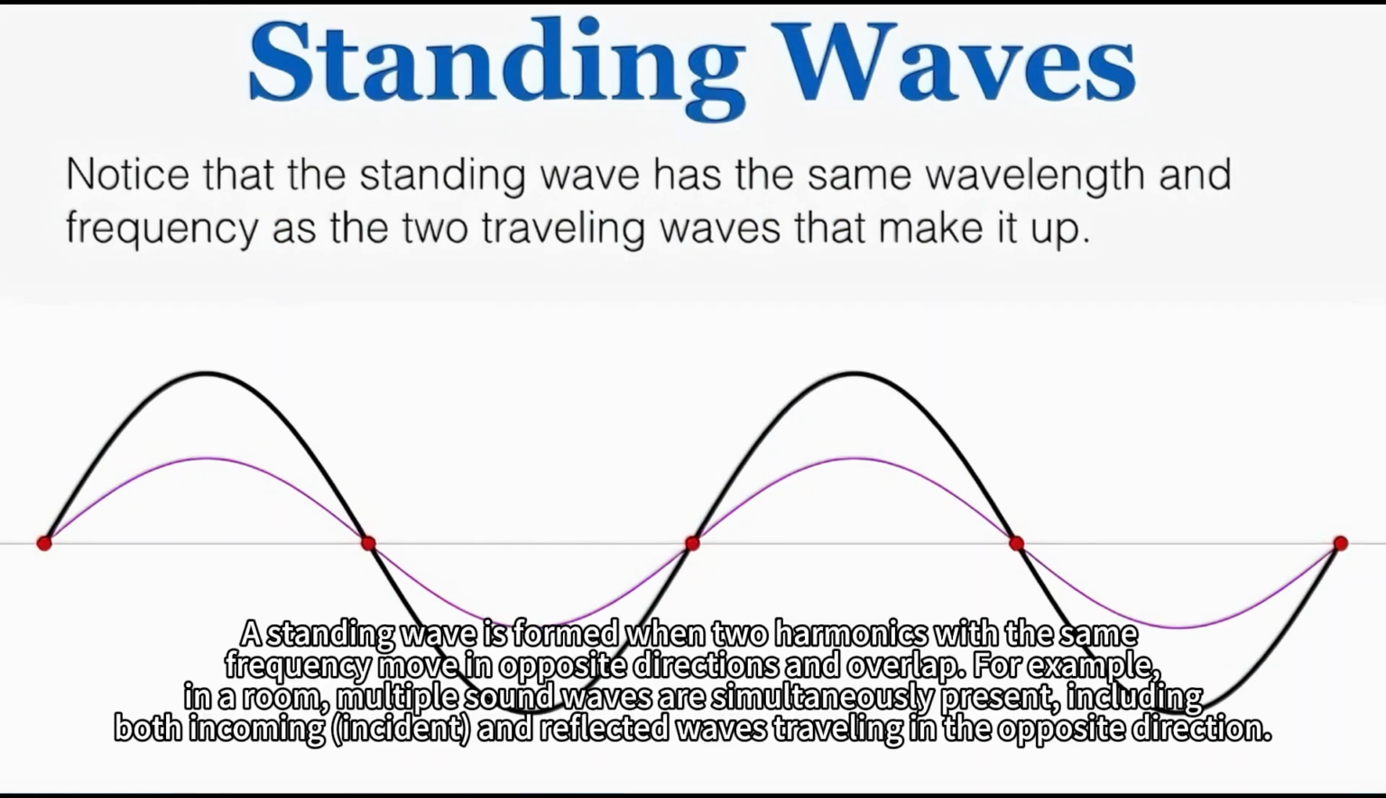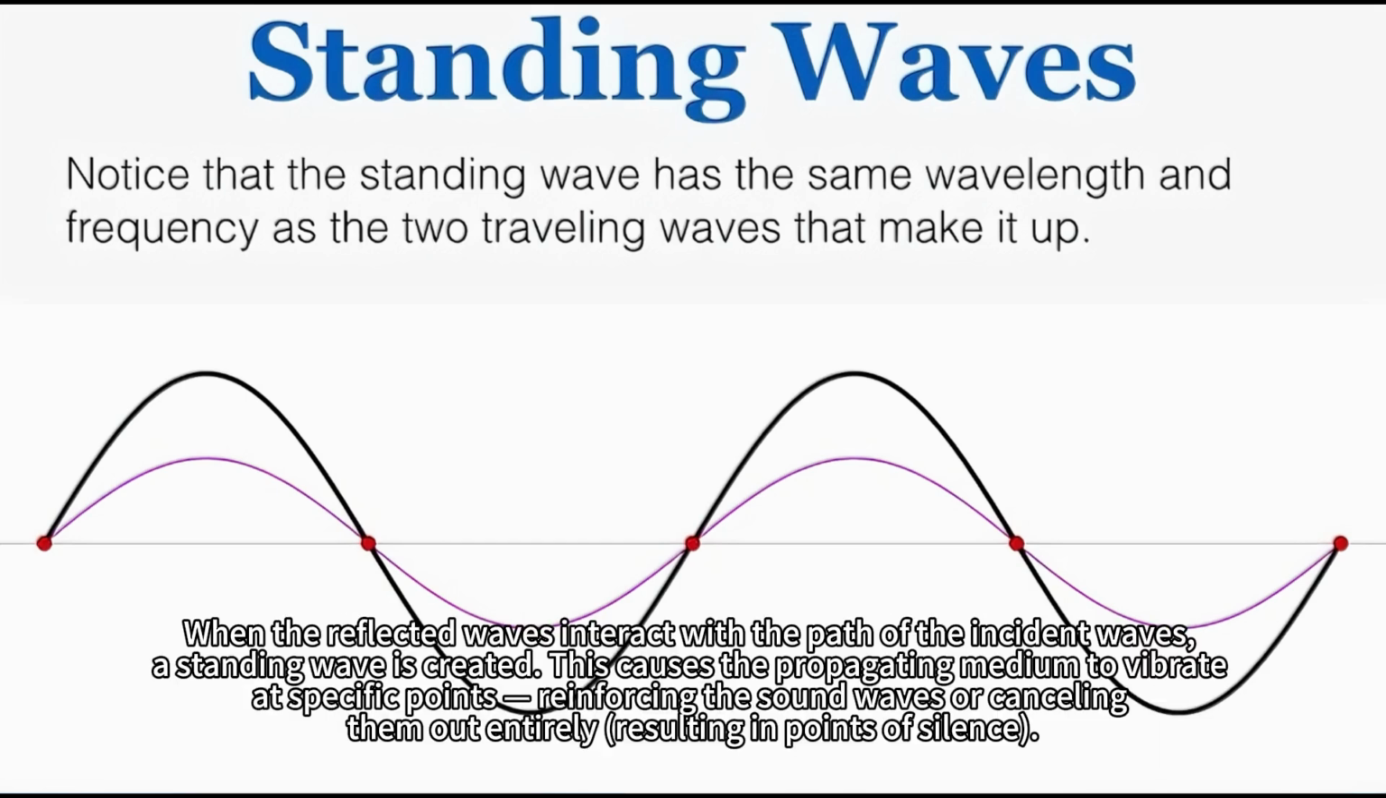Number 29. Standing wave. A standing wave is formed when two harmonics with the same frequency move in opposite directions and overlap. For example, in a room, multiple sound waves are simultaneously present, including both incoming incident and reflected waves traveling in the opposite direction. When the reflected waves interact with the path of the incident waves, a standing wave is created.